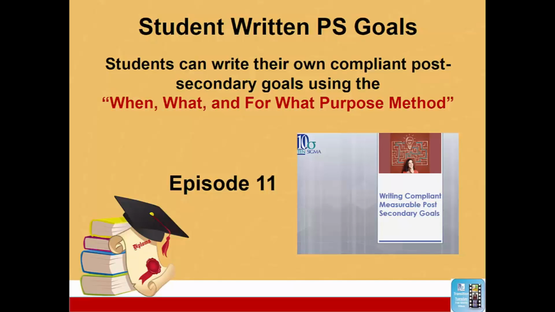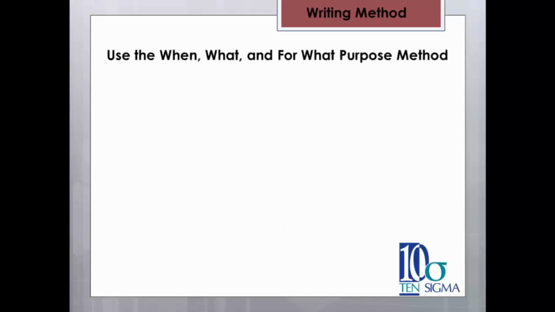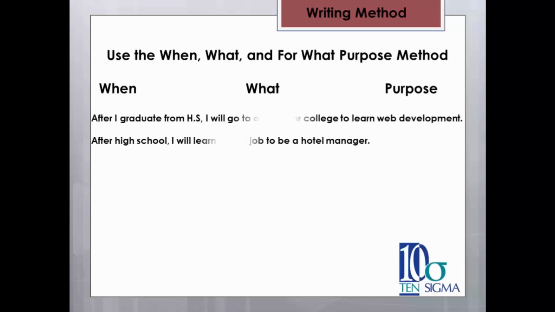Let's look back at this method from episode 11. To ensure writing measurable, compliant post-secondary goals, use the when, what, and for what purpose method. In the area of education and training, here are some examples. When, after I graduate from high school, what, I will go to a 2-year college. For what purpose? To learn web development. When, after high school, what, I will learn on the job. For what purpose? To be a hotel manager.